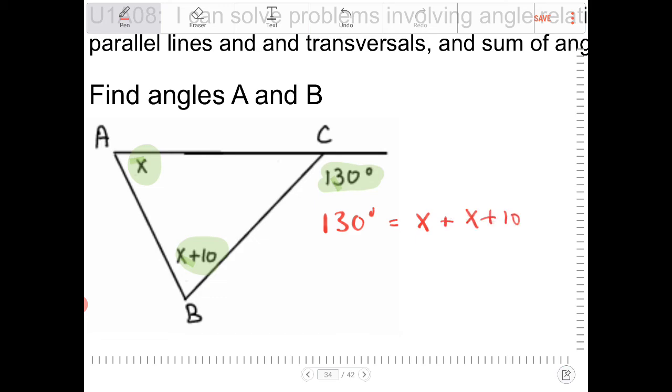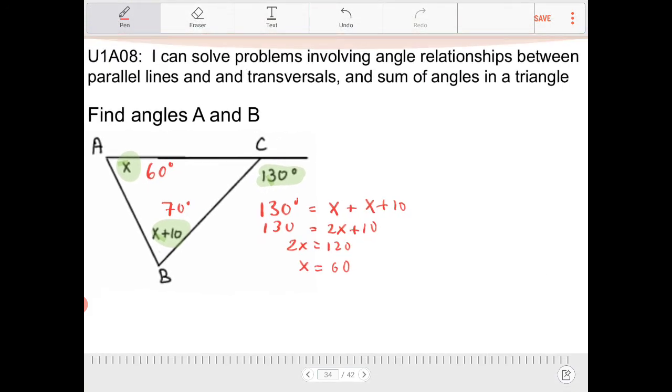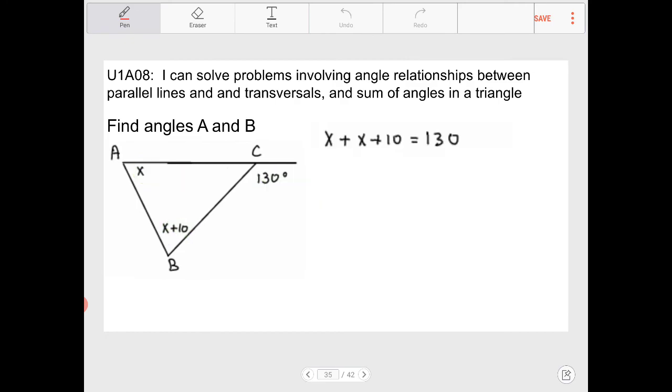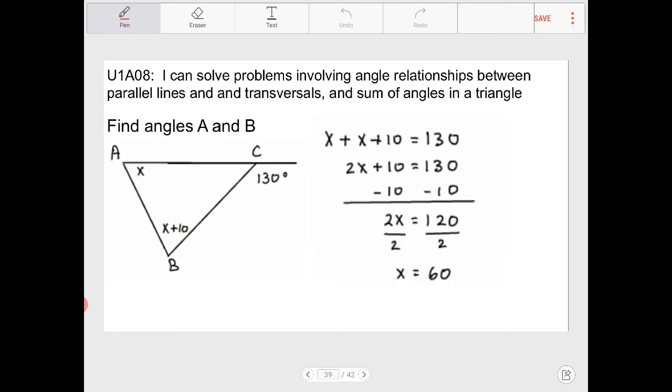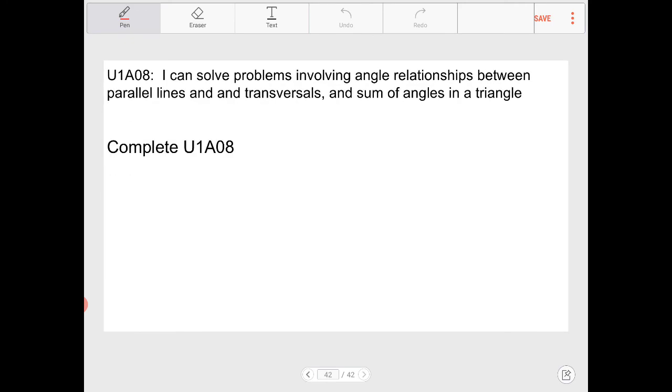The goal here is to find out what angles A and B are, so I'm going to solve for x first. I end up with 2x plus 10 is equal to 130, or 2x is equal to 120, or finally x is equal to 60. So if x is equal to 60, then angle A is 60 degrees, and angle B is 70 degrees. And that's it.